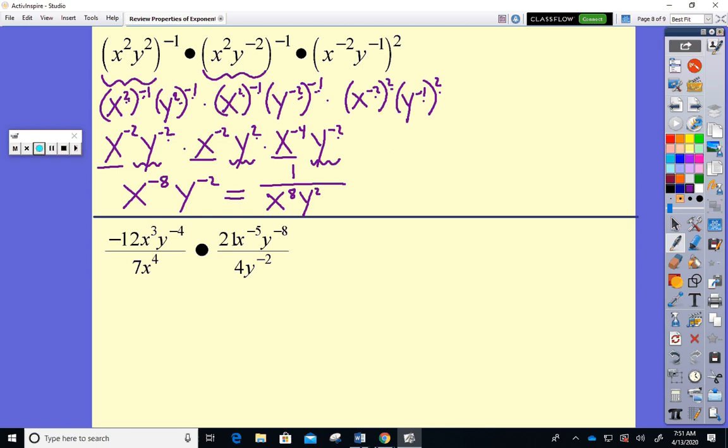Okay? Now, on this next problem, don't worry about the big times sign in the middle. What I can do is say I'm going to multiply straight across the top.